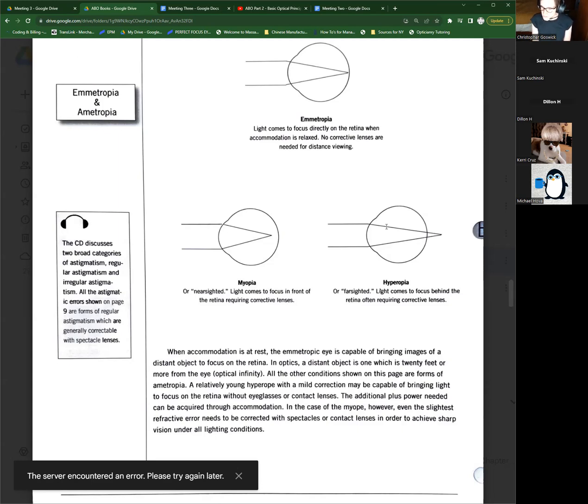But one thing also to remember is that typically a myope will have a long eyeball. If you looked at it, it probably wouldn't look like an oval, but it's going to be a little bit longer in shape. Whereas a hyperope is oftentimes going to have a shorter eyeball too. So, kind of an interesting thing there.